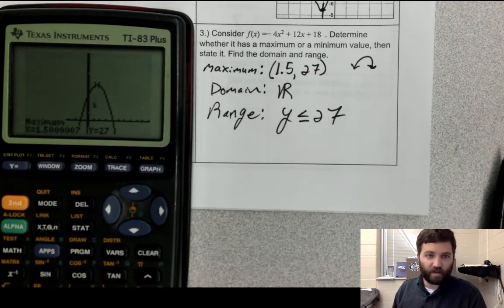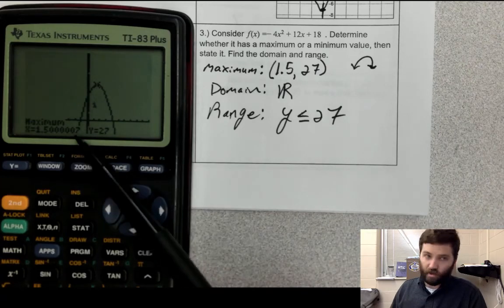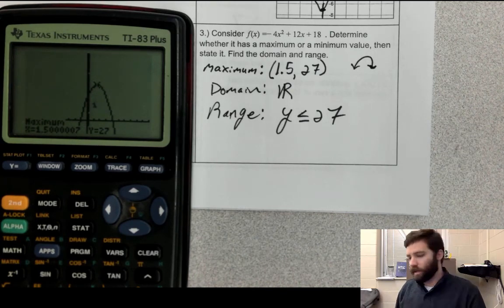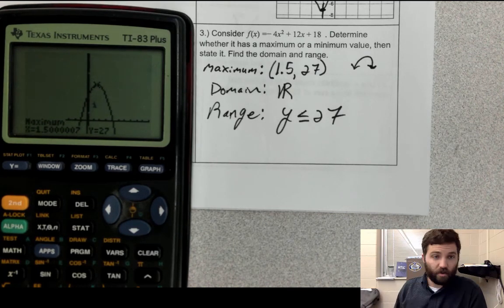So 1.5 comma 27. Ignore the rounding error here at the end. So 1.5, 27 is where the maximum is. So you can do it in your graphing calculator, you can do it in Desmos. It doesn't matter either way. Either calculator will work just fine. And I think that wraps up everything for graphing quadratic functions.